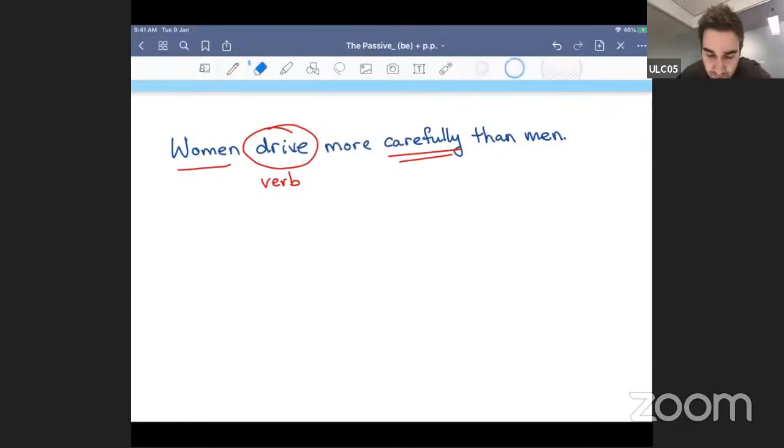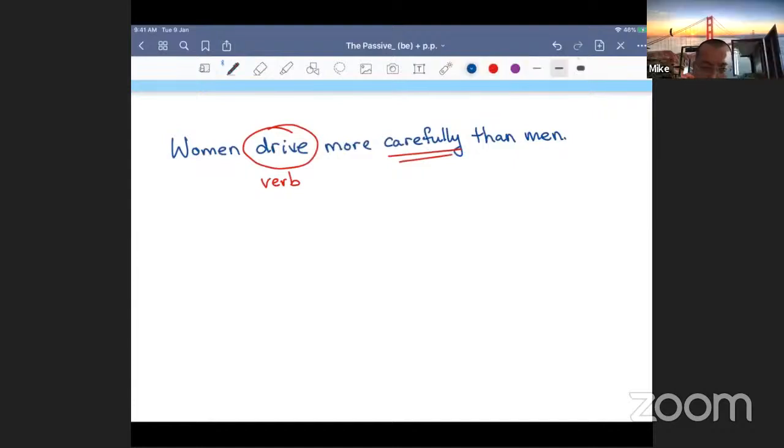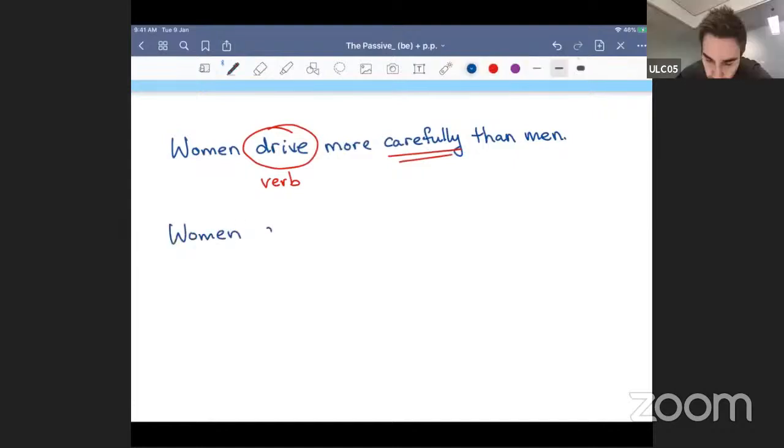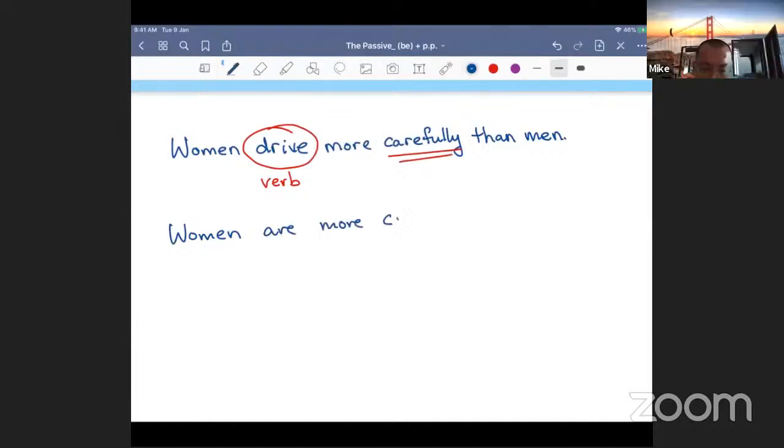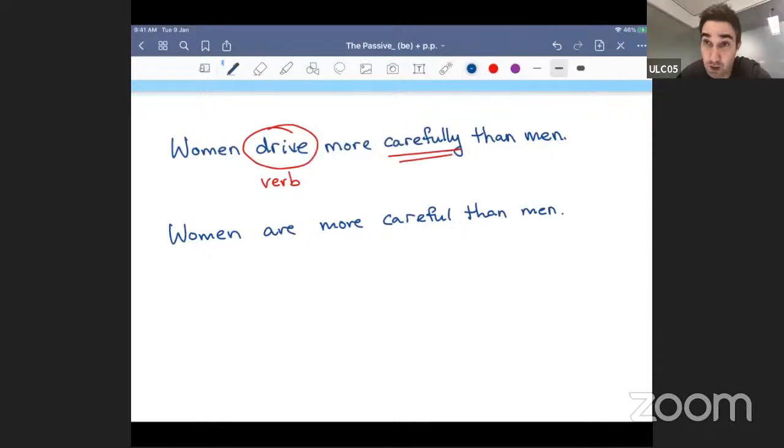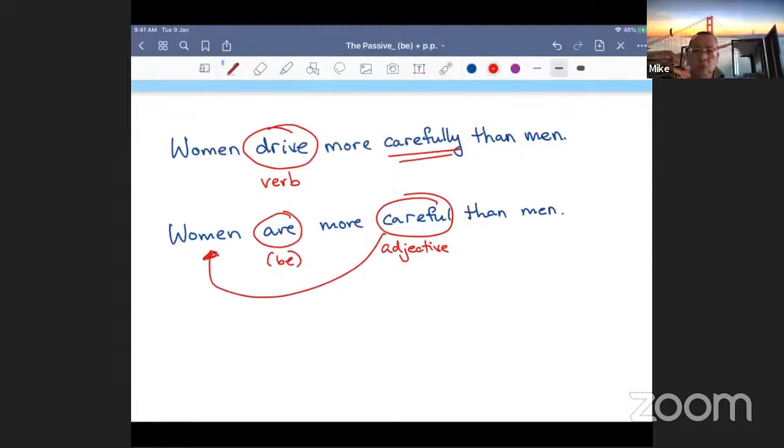So, you know, if I say women are more careful than men, this is okay, right? Because we use be plus adjective, right? So in this case, we're using more careful. They are more careful. Here we're describing women. Women is a noun, right?